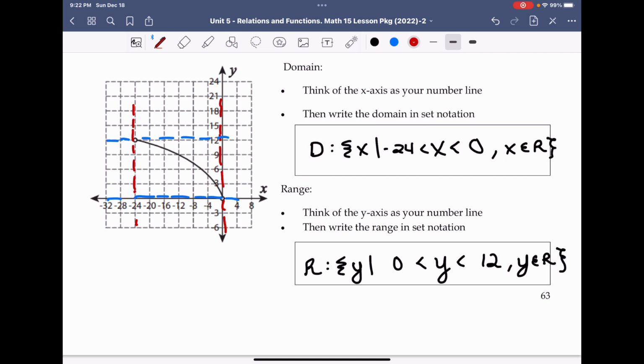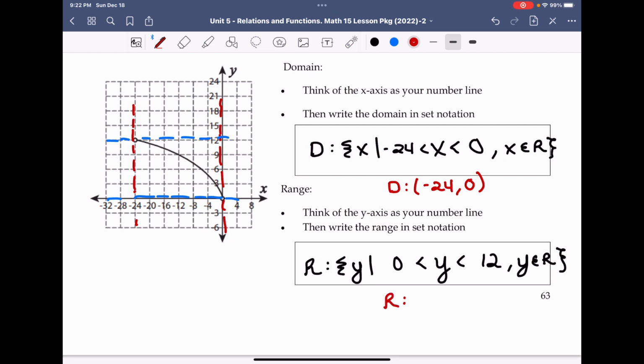Now, yet again, we can put interval notation here and say domain. Our lowest value was -24, and it was not included because of the hollow dot. My maximum is 0, and it is not included, I should say, because of the hollow dot. So I put a round bracket here. Range for my interval notation.